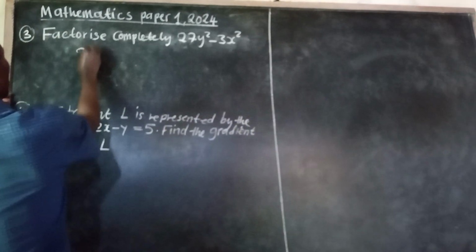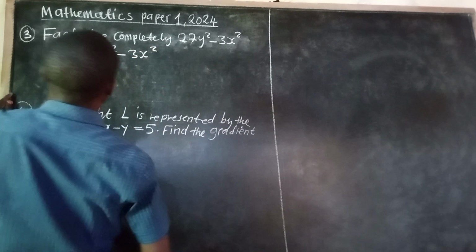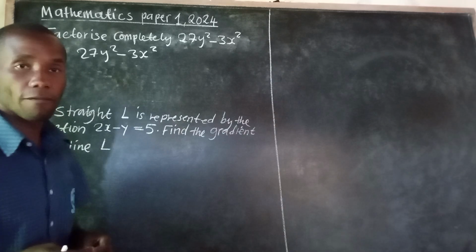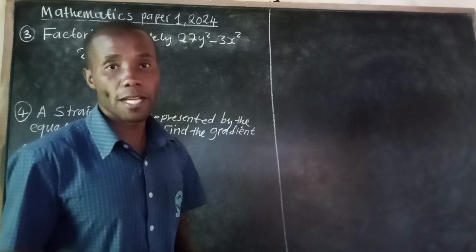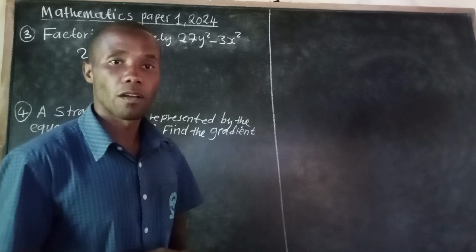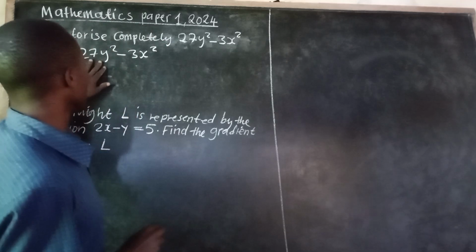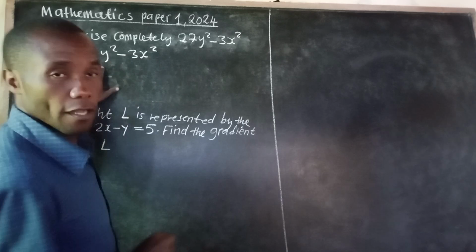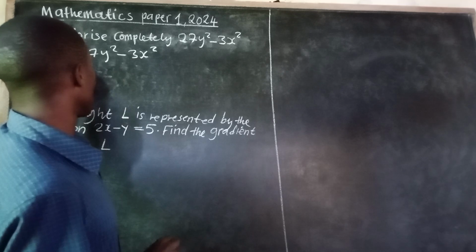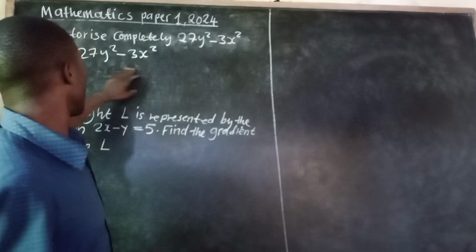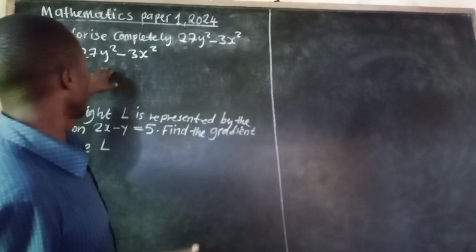Here is the question: 27y squared minus 3x squared. Now how do you factorize? When factorizing, the first thing that should come to mind is to look for the common factor. A common factor is a number that can go into those terms without leaving a remainder. The only number that can go into 27 and 3 without a remainder is 3 itself, because 3 can go into 27 and 3 can also go into 3. As for the letters, we have y on this side and x on this side, so there is no common letter.